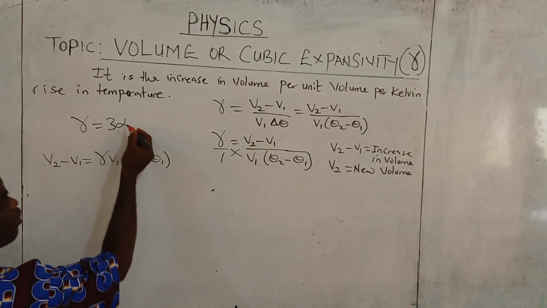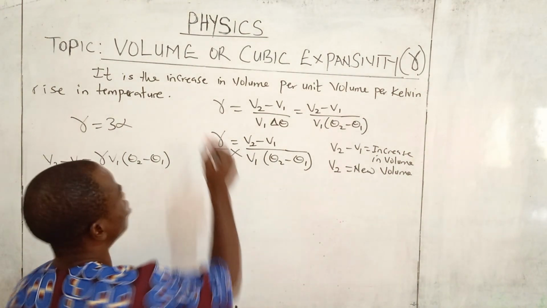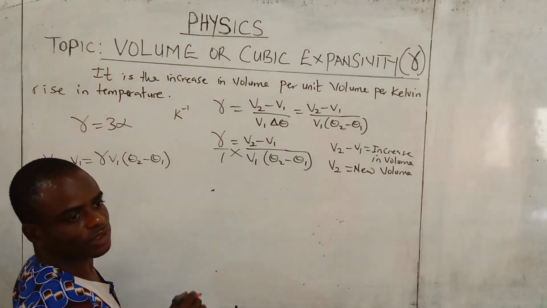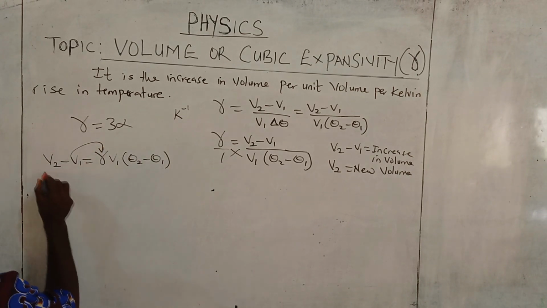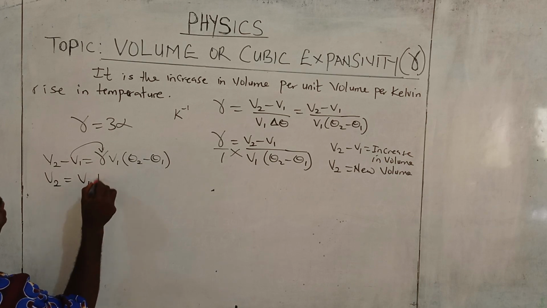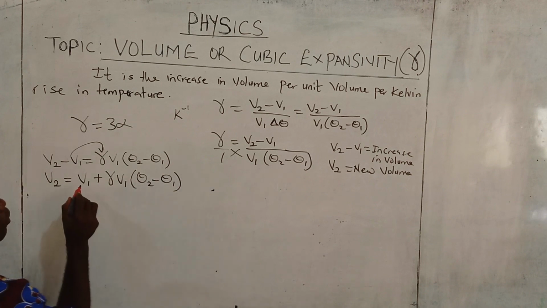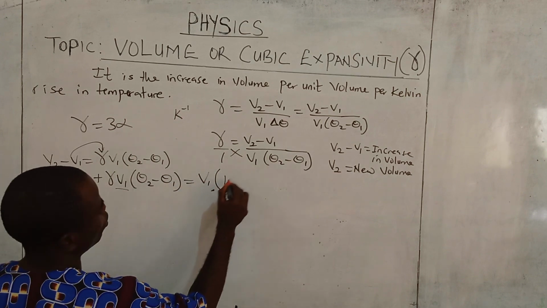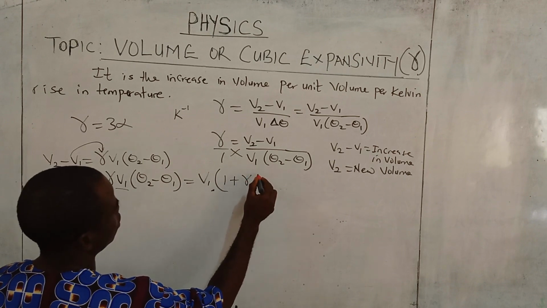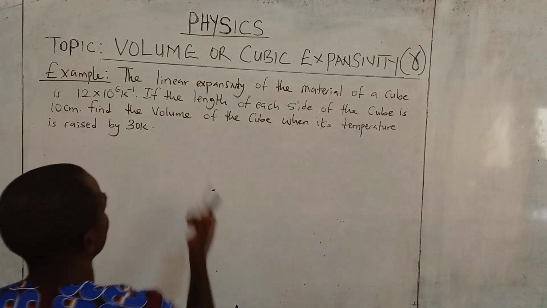So sometimes we give you the value of alpha. And the unit of expansivity is per Kelvin. Now we are taking V1 to the other side, it comes positive. V2 equals V1 plus gamma V1 times theta 2 minus theta 1. You factorize V1 out, V1 open bracket, 1 plus gamma times theta 2 minus theta 1. So now we write out the parameters.